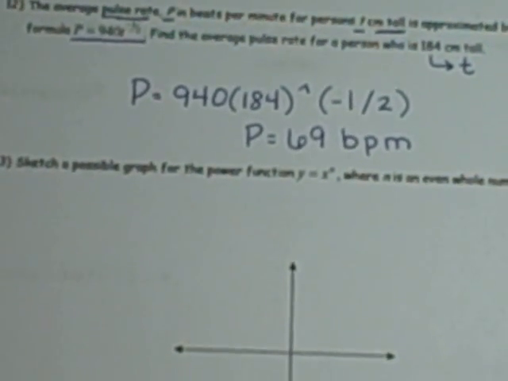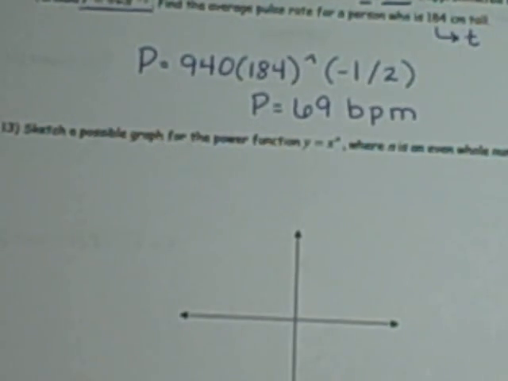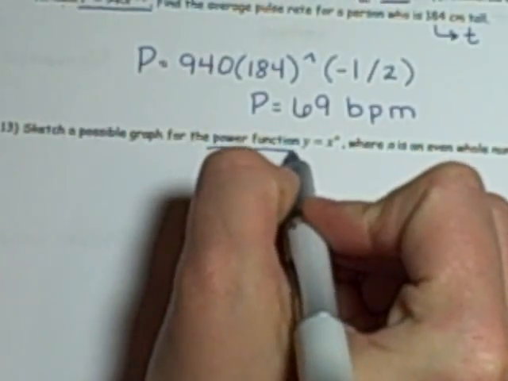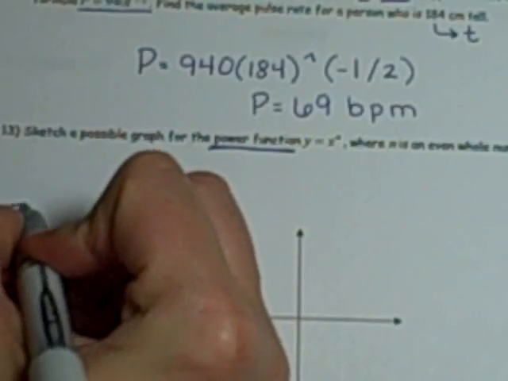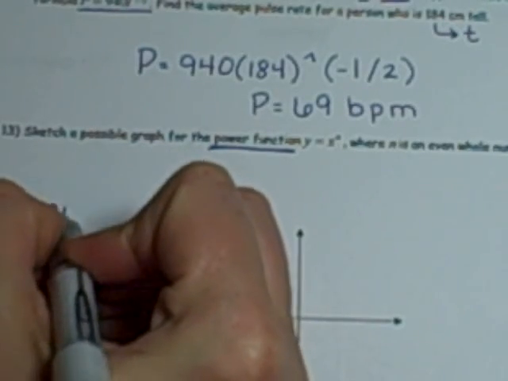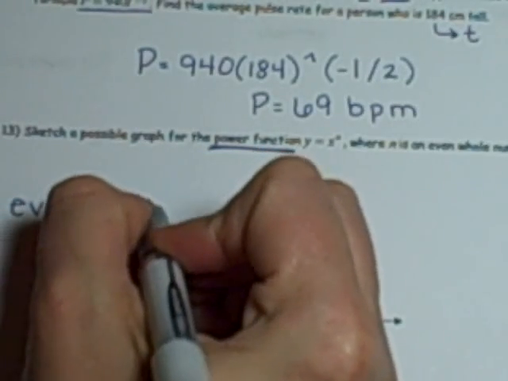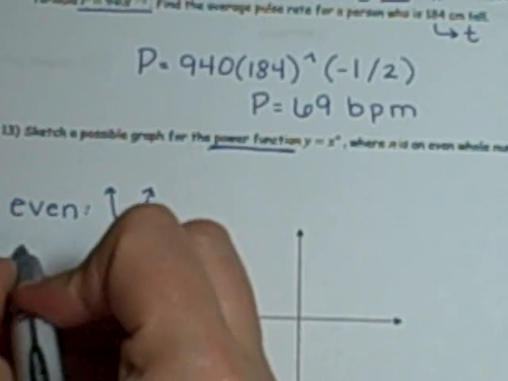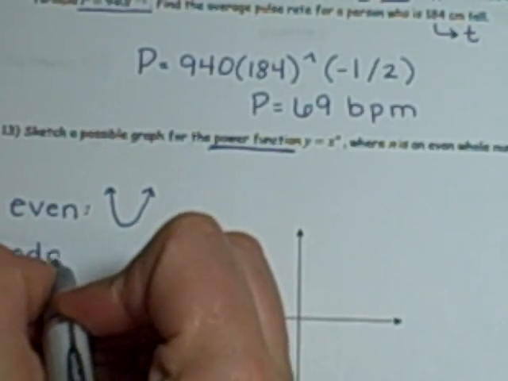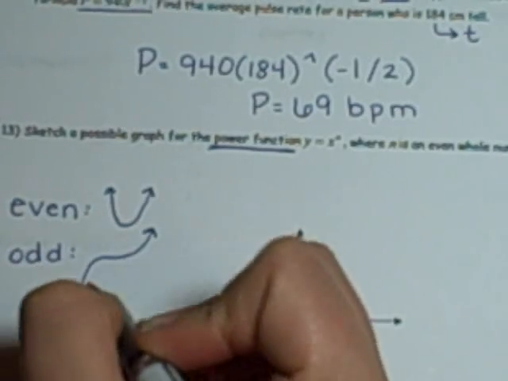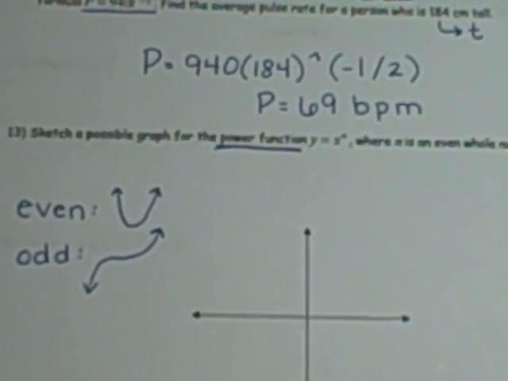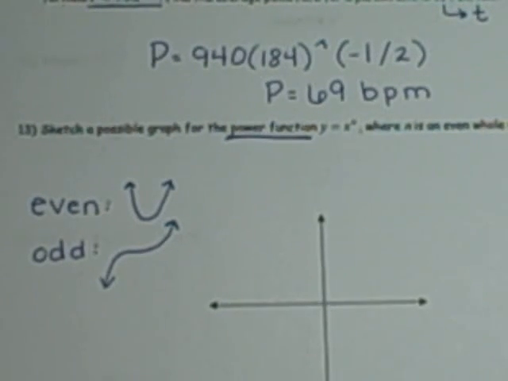Okay, question number 13. I want you to sketch a graph for a power function. We talked about two different types of power functions, even and odd. Even power functions are shaped like a parabola. So even power functions are shaped sort of like this. And odd power functions are shaped like sort of that squiggle shape. Remember we said we didn't have a real technical name for that, but those are even and odd.